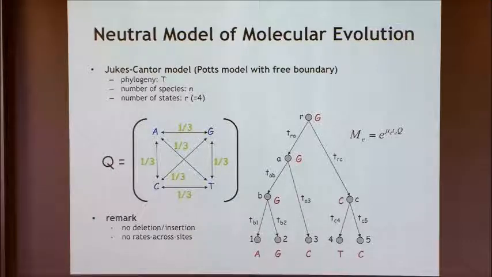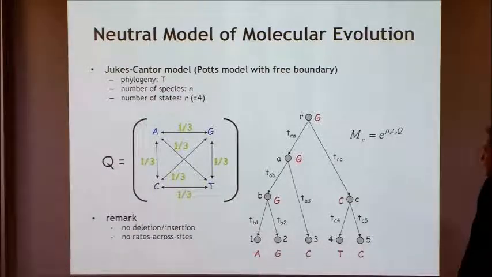Monty this morning talked about this molecular clock assumption, where in each branch of the tree, mutations are accumulating at a roughly constant rate. Therefore, if you can measure how many mutations have occurred between two species, it tells you something about how far in the past they diverged from their most recent common ancestor.